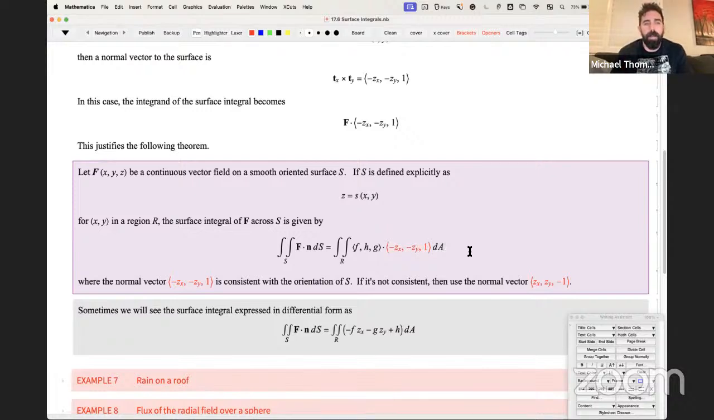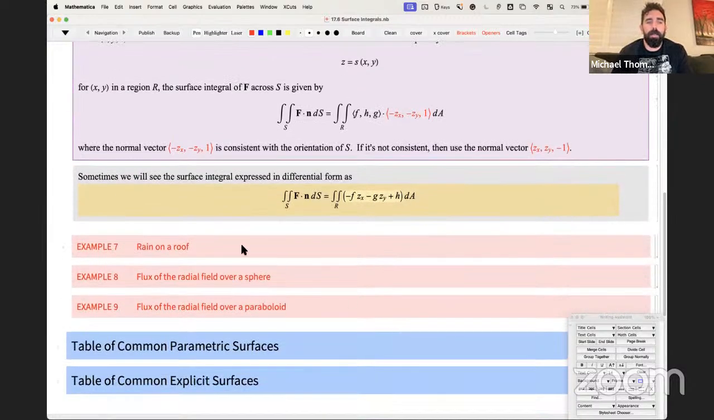By the way, sometimes you'll see flux integrals represented this way. Hopefully you can see why. This is F, G, H, and this is negative Z_X, negative Z_Y, and 1. So when you take their dot product, sometimes you'll see these integrals represented in a differential form like that. All right, so let's do a couple.